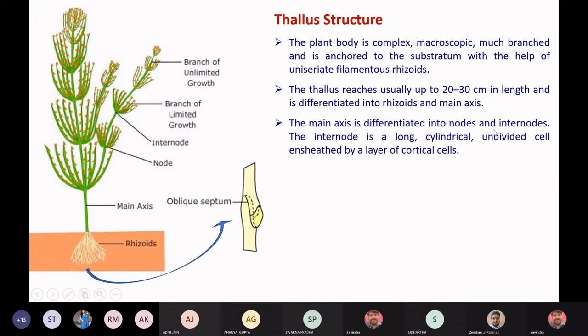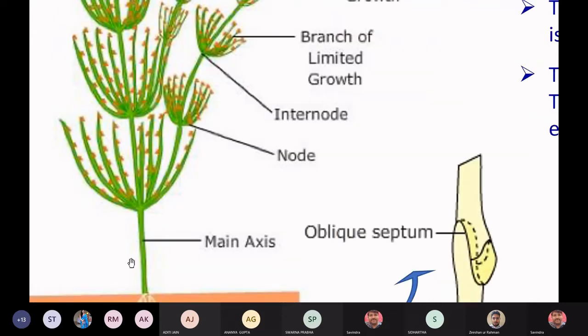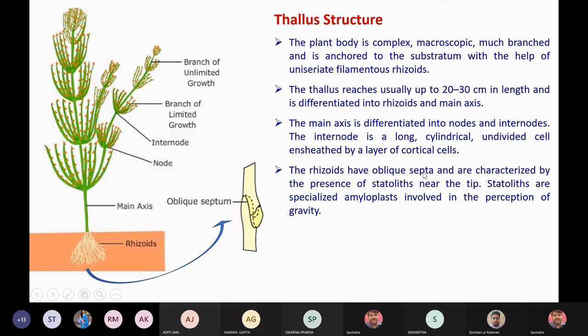The main axis is differentiated into nodes and internodes, and the internode is a long, cylindrical, undivided cell ensheathed by a layer of corticals. This portion is node, and this portion is node. And the area between these two nodes is known as internode. जैसे गन्ने होता है ना, गन्ने में दो गांठें होती हैं. The same way you will see one node over here, another node over here, and in between you will find internode. The rhizoids have oblique septa. It's a characteristic feature.